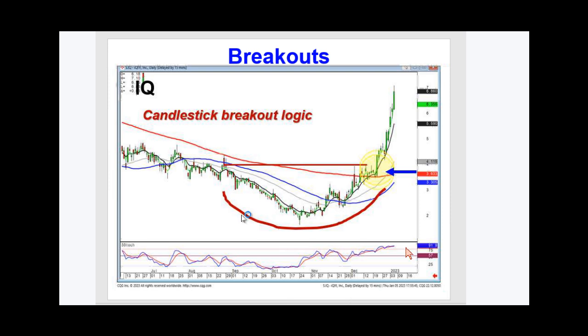What do you consider overbought? Overbought is when the stochastics come up above 80. Oversold is below 20.